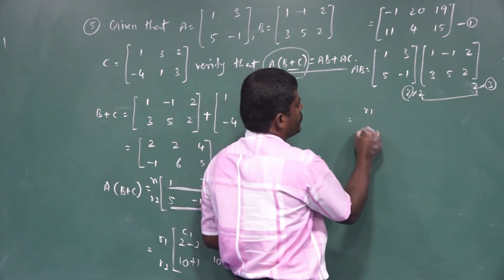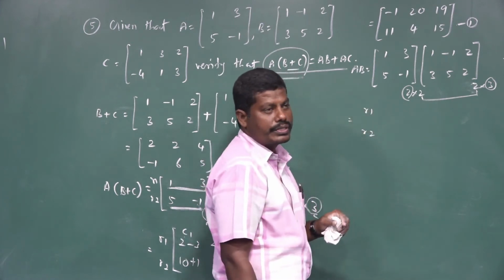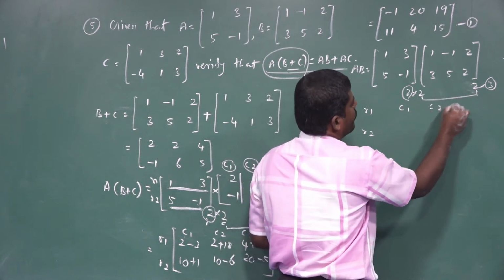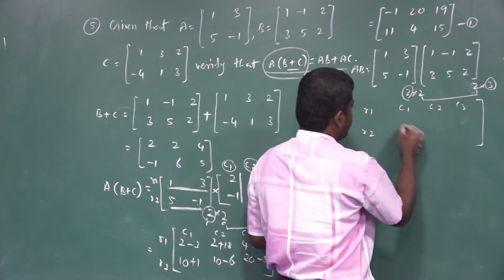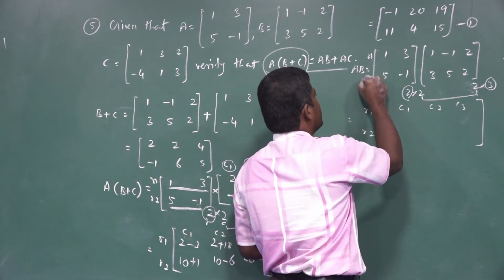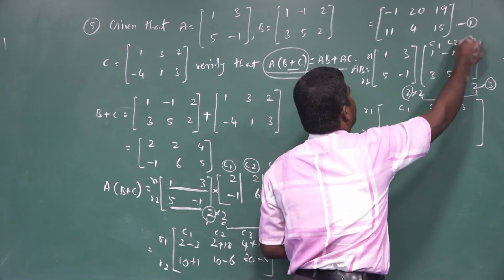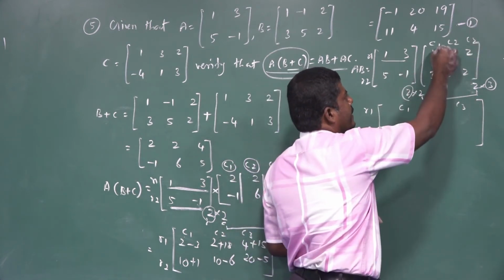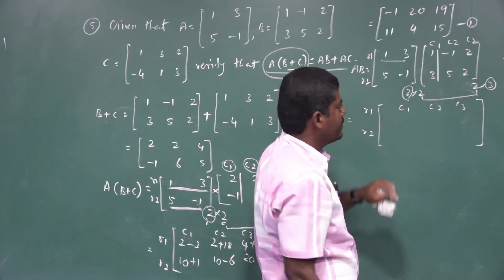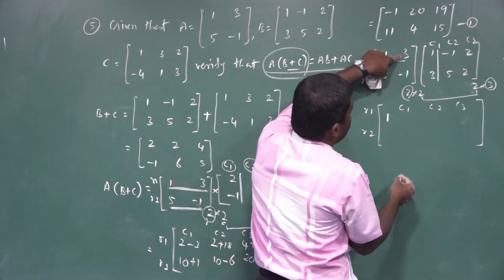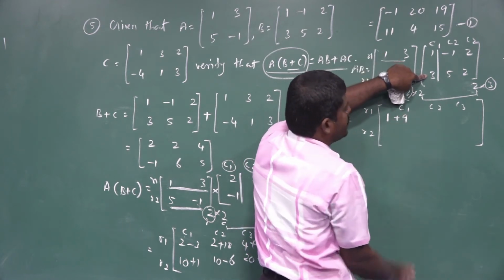So two rows and 3 columns. Column 1, column 2 and column 3. Understand? This is row 1, this is row 2, this is column 1, column 2, column 3. You take the first row of the first matrix and the first column of the second matrix and multiply. 1 multiplied by 1, 1. 3 multiplied by 3, 9. So the first column is over.